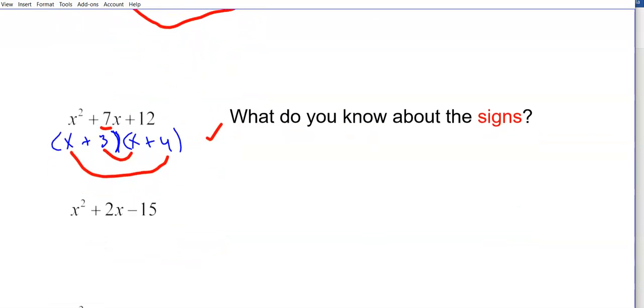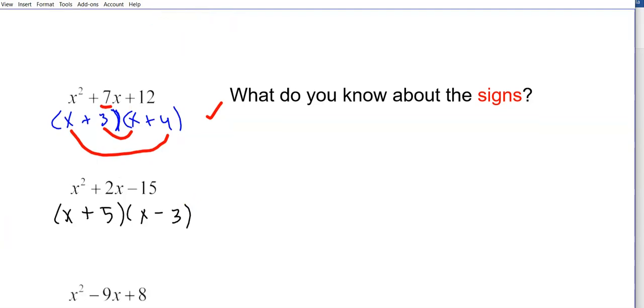Think about the signs here. So you start with x and x. One of them's positive, one of them's negative because it multiplies to make a negative 15. I can just think of 5 and 3, or 15 and 1, I guess, but 5 and 3 could add up to 2. The bigger number has to be positive because 2 is positive, and the smaller number would have to be negative. Double check it. 5x minus 3x is 2x. 5 times negative 3 is negative 15. We've got it.